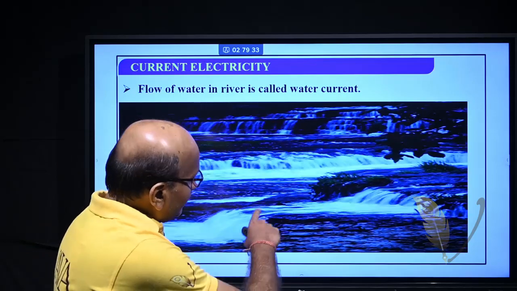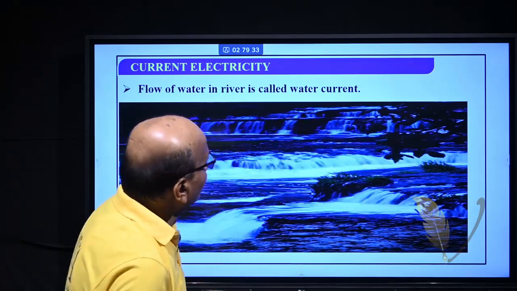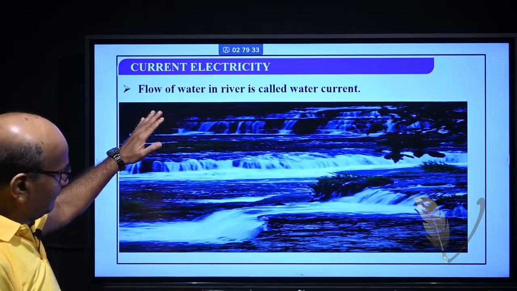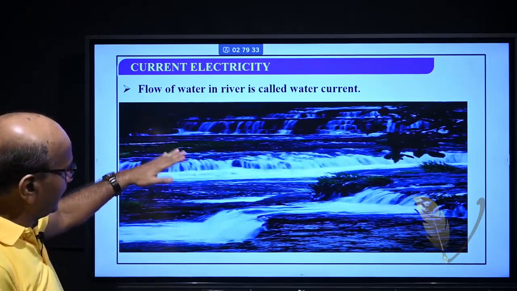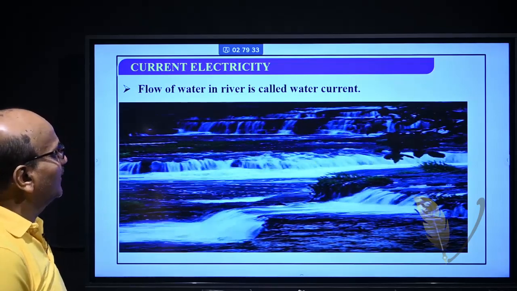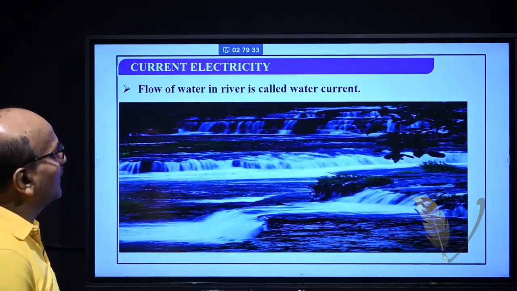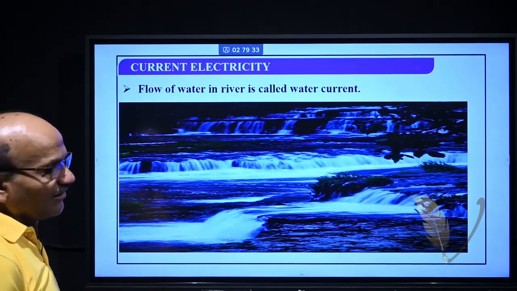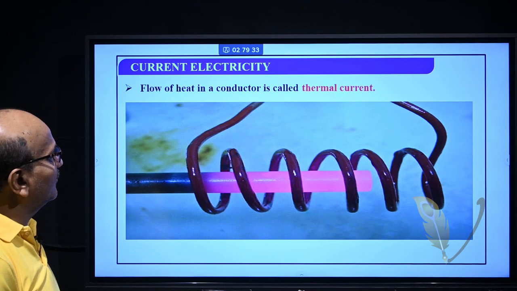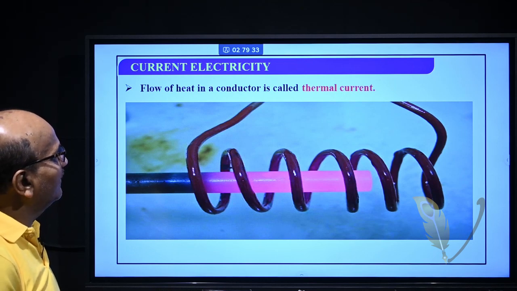You see, this is the flow of water current. Like you see in a mountain or river, how river water flows. This is the flow of water in a river called water current. So the current is called water current. Flow of heat in a conductor is called thermal current.